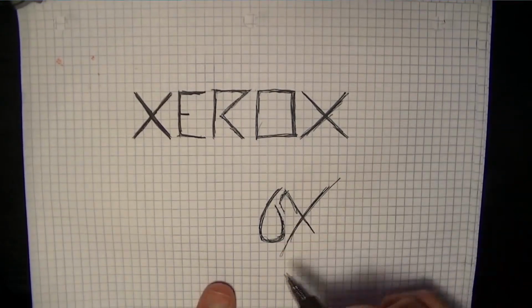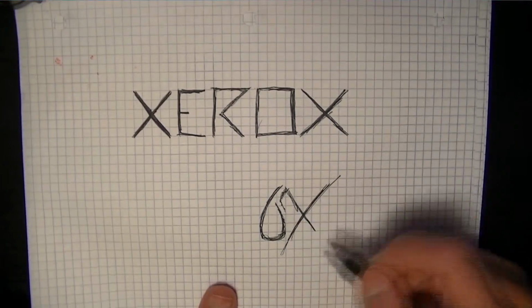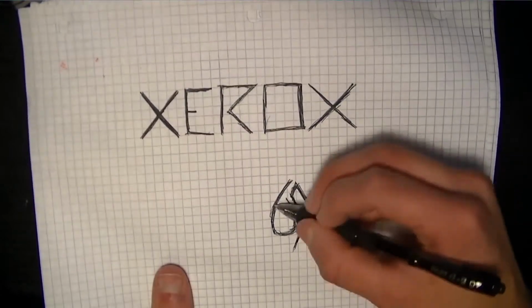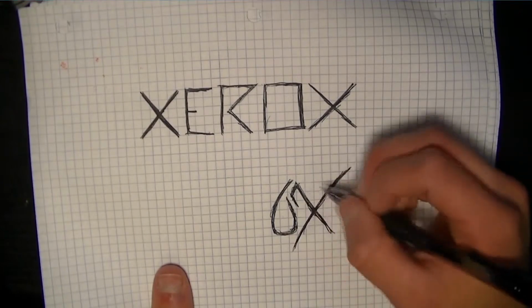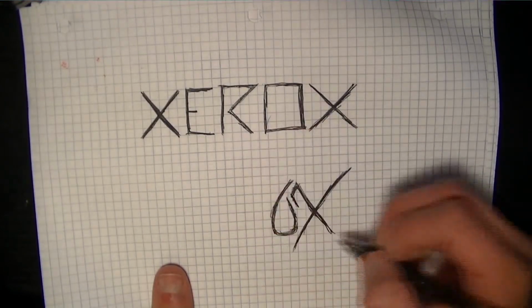So I actually like this one better. I don't know what you guys think, but this one, I'm going to continue with this one. So we're going to say that X looks pretty cool, and then that O looks pretty cool with it too. So then what do we have? An R.